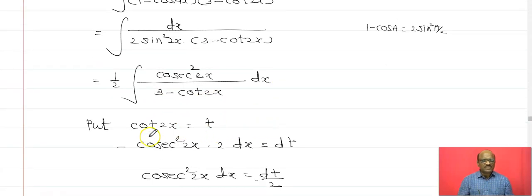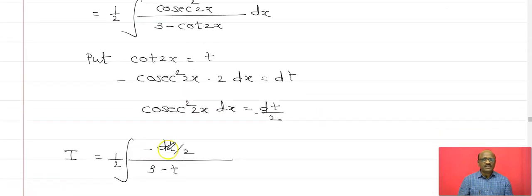Now next, substitution. Cot of 2x is equal to t. What about its derivative? Minus cosec square 2x into the derivative of 2x, which is 2, into dx is equal to dt. Therefore, cosec square 2x into dx is equal to minus dt upon 2. Therefore, I is equal to 1 upon 2 integral minus dt upon 2 upon 3 minus t.